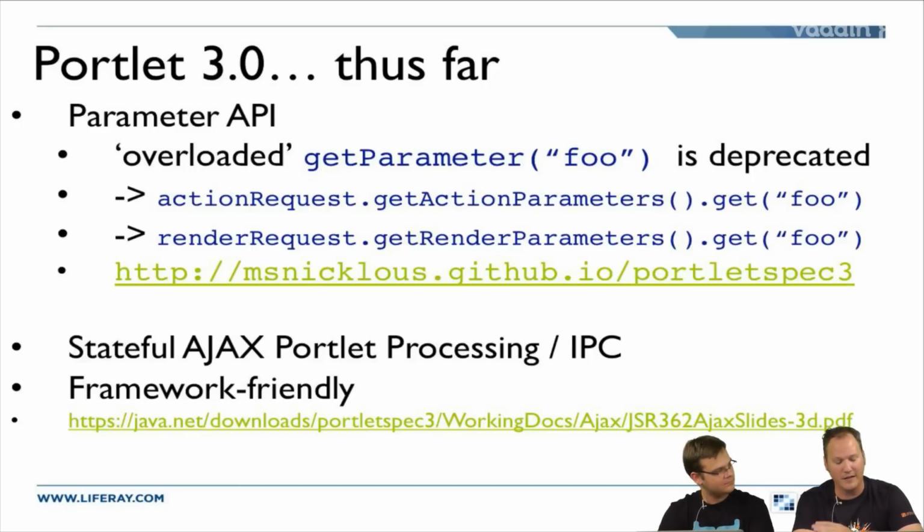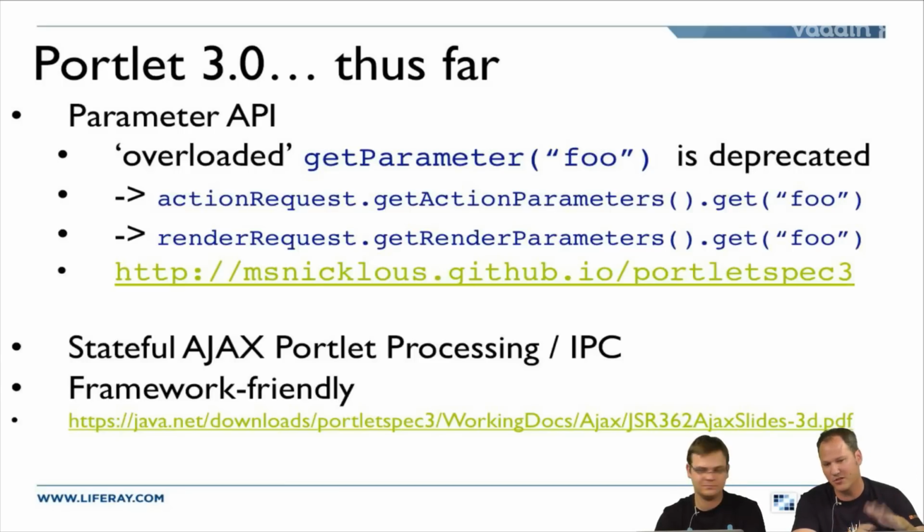So Portlet 3, thus far, has kind of two areas, one minor, one a bit more major. The first one is the parameter API. In Portlet 2, there have been some misunderstandings in terms of parameters. In the servlet environment, you have getParameter, right? You get a parameter foo, and you get a string back. You can create URLs that have parameters on the end with question mark, foo equals bar. That's easy. In the portlet world, you have different phases: action phase, render phase, event phase.